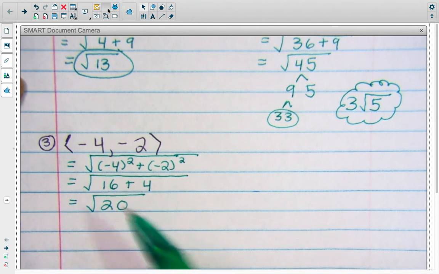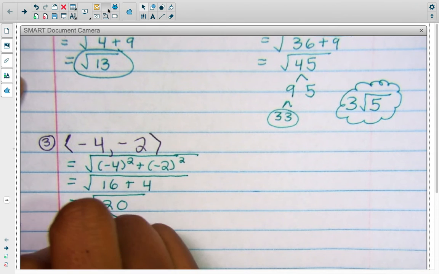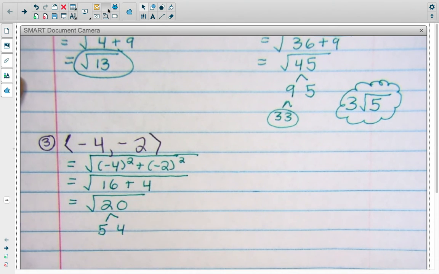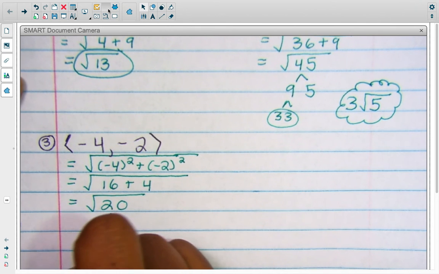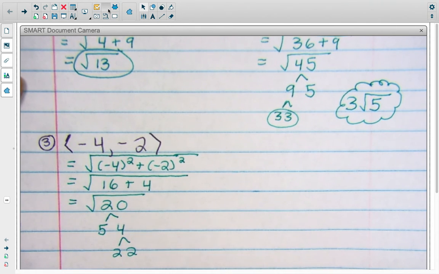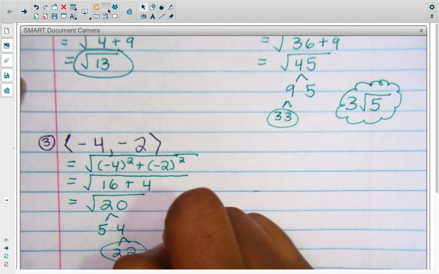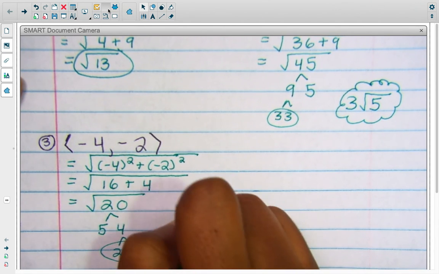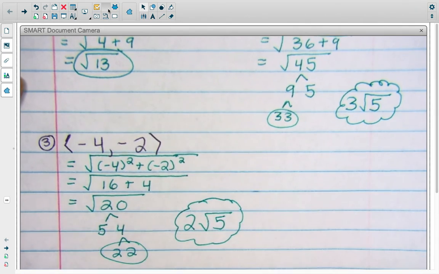Now 20 is not prime, so we can do our thing and break that down. 20 is 10 and 2, or 5 and 4, whichever numbers you want to start with. And 4 is 2 and 2. Pairs go on the outside. Everything else goes on the inside. So our final answer is 2 times the square root of 5.